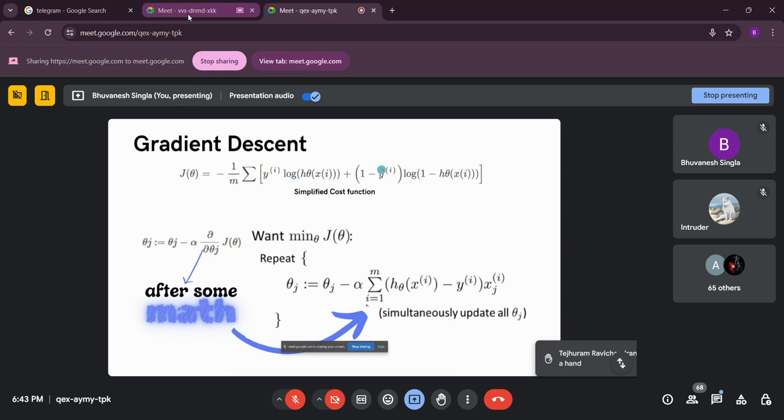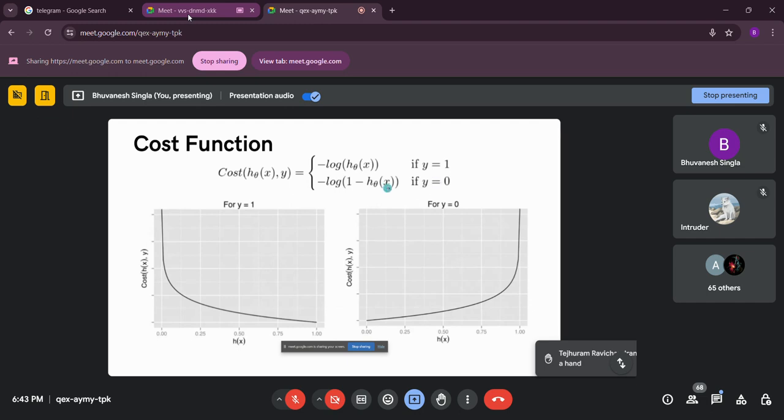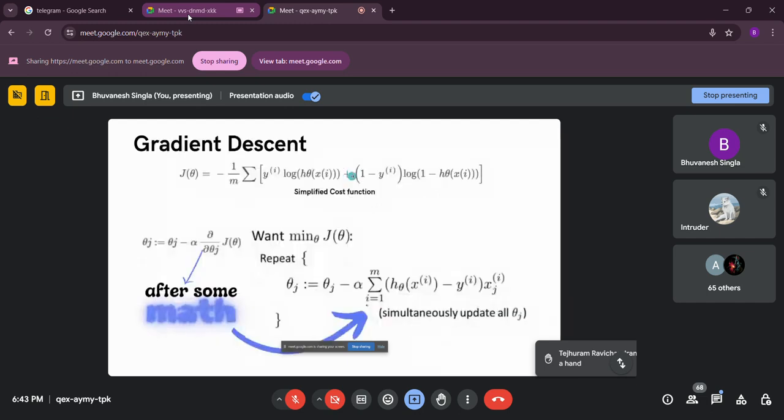And if you put y equal to 0, this part would just get cancelled out, and your final answer would just be log of 1 minus h of x. So it's just the same function as before, simplified into a singular function so that it is easily differentiable.